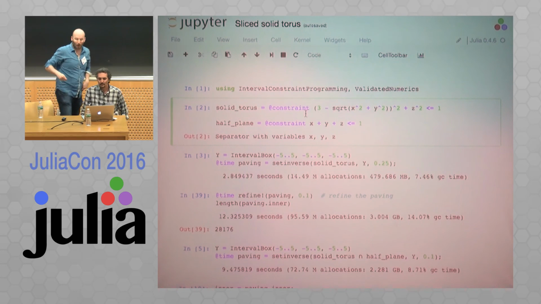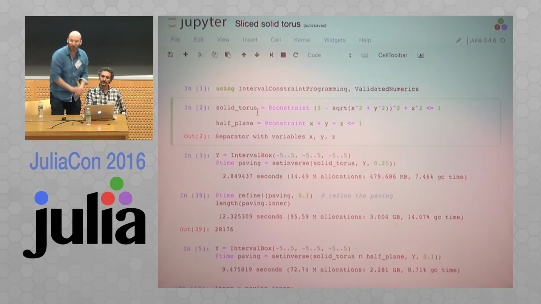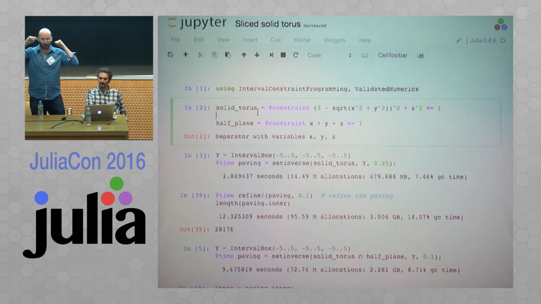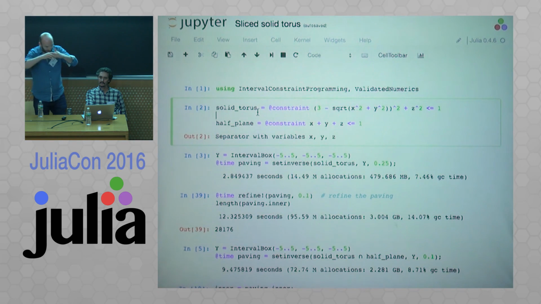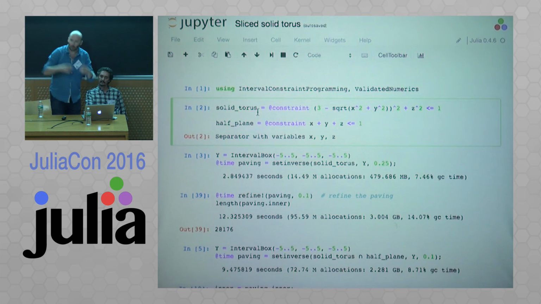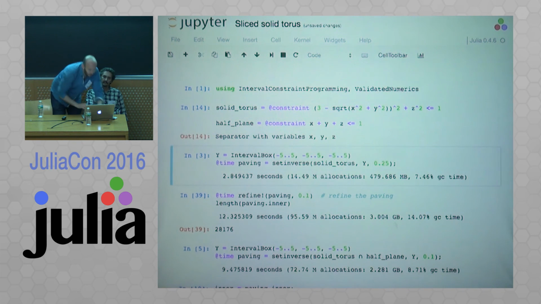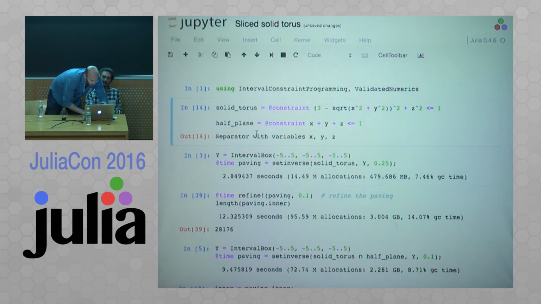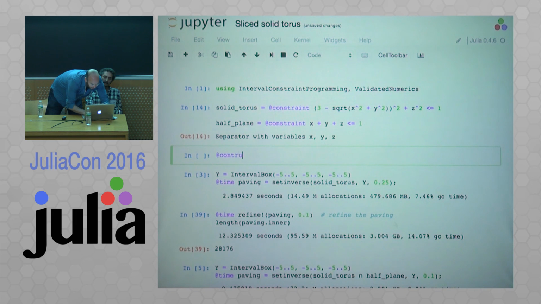This is what you actually write. @constraint, so solid torus equals @constraint, and just an implicit inequality on x, y, and z in this case, 3 variables. So it works out automatically that there are 3 variables, and it turns that into something called a separator, which I don't have time to go into, but basically it's an actual piece of code that gets generated. So I can show you roughly what the code looks like with a simple example, x squared plus y squared less than or equal to 1.